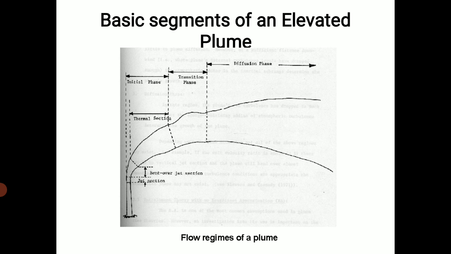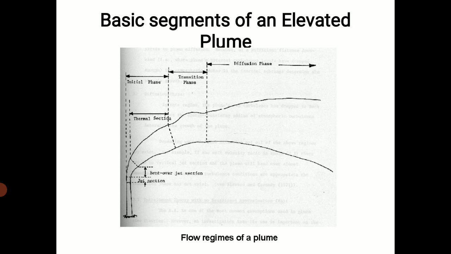Okay, so jet section is actually the portion right from the exit of the stack. You can see that there is no dispersion happening in this jet section, just the plume is coming out of the stack or the chimney, so it is considered to be the releasing point. And after the jet section, the diffusion just begins to take place, that is the cross flow will be rapid in this bent over jet section, and thereafter in the thermal section somewhat the diffusion just begins.